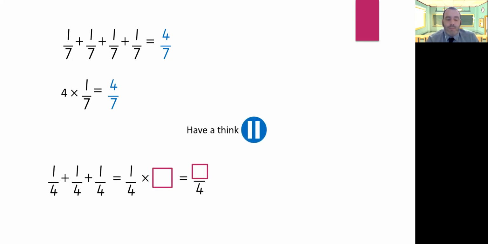So have a think. 1/4 plus 1/4 plus 1/4 is the same as 1/4 times what? And it will equal what? Pause here to have a try at this. Okay, I'm sure you've all worked this out. It's going to be 1/4 times 3. So remembering now that we're multiplying a fraction by an integer, we're not trying to find an equivalent. We're only multiplying the numerator here. We have 3/4. So this is not the same as finding equivalence. This is multiplying a fraction.